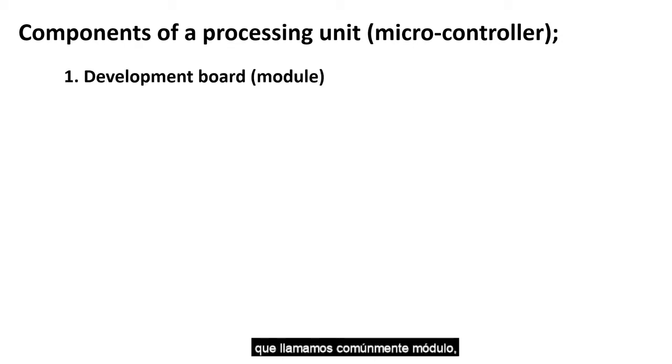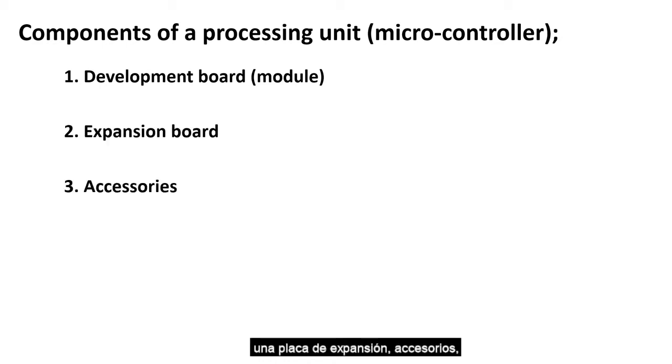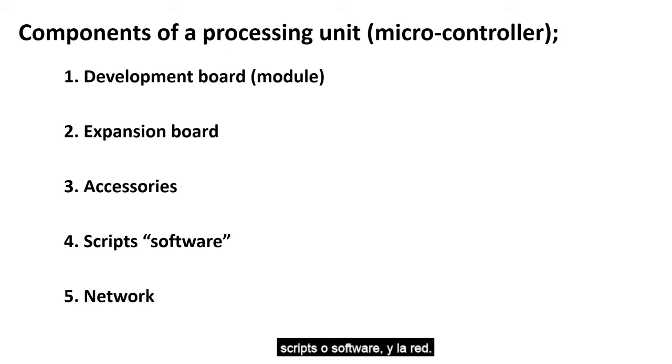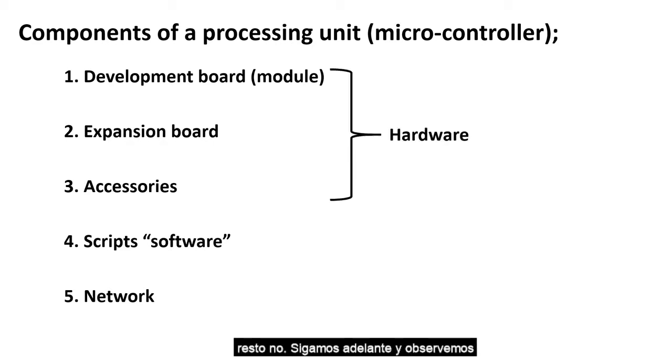The IoT processing unit is made up of a number of components. These are the development board, or what we commonly call the module, an expansion board, accessories, scripts or software, and the network. The first three are in the form of hardware, while the rest are not. Let's now go ahead and look at each of the components.